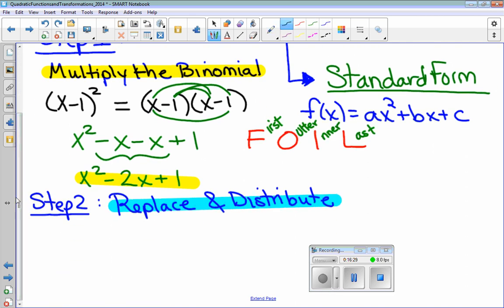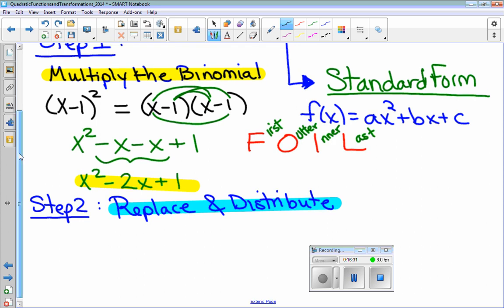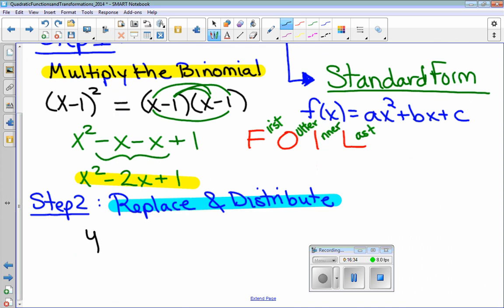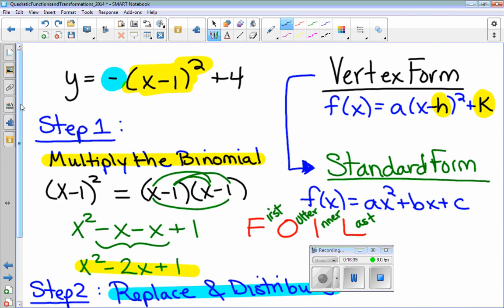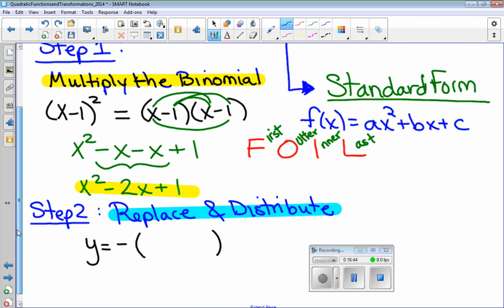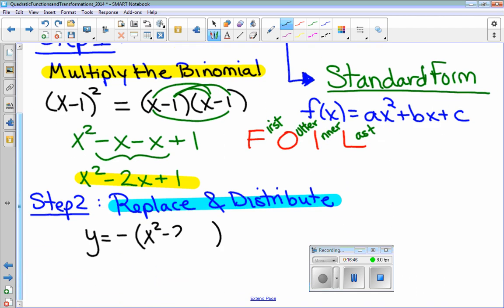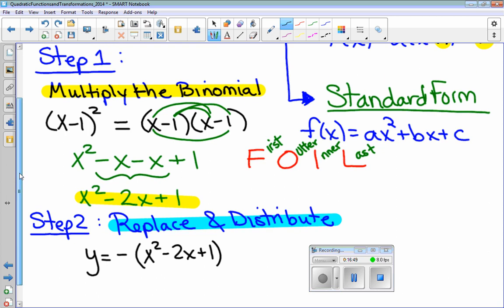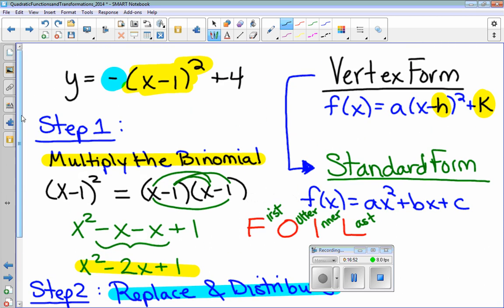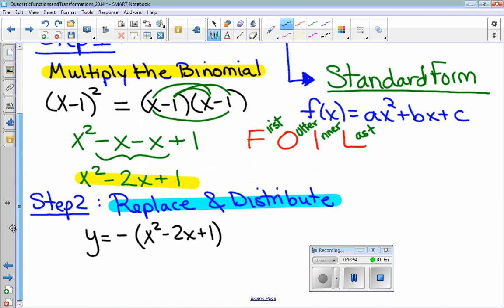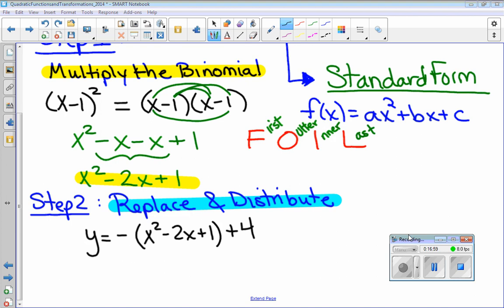So I'm going to replace the negative. So what do we have? We have y equals negative, and rather than write x minus 1 squared, I'm going to write all of this, what I multiplied to get. X squared minus 2x plus 1. Now, did I have anything at the end that I have to continue to put there? Plus 4. So all I've done is replaced right now. I've just taken what I multiplied out and plugged it back into the equation.